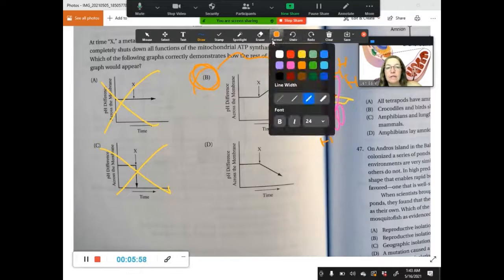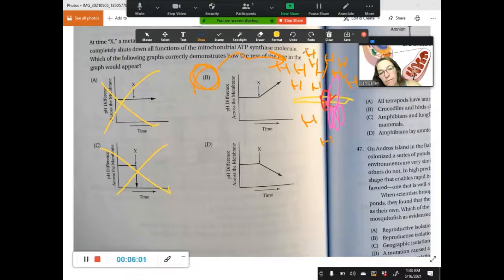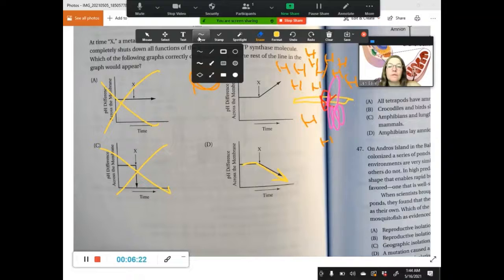And D, let's go down here and look at D. pH difference across the membrane is going to just gradually go down. Now this one is also tempting too, if you think that, oh, well, what if this proton pump is just completely removed somehow and the membrane is just open? Well, that could be a possibility, but it doesn't say anything about that up here, okay?